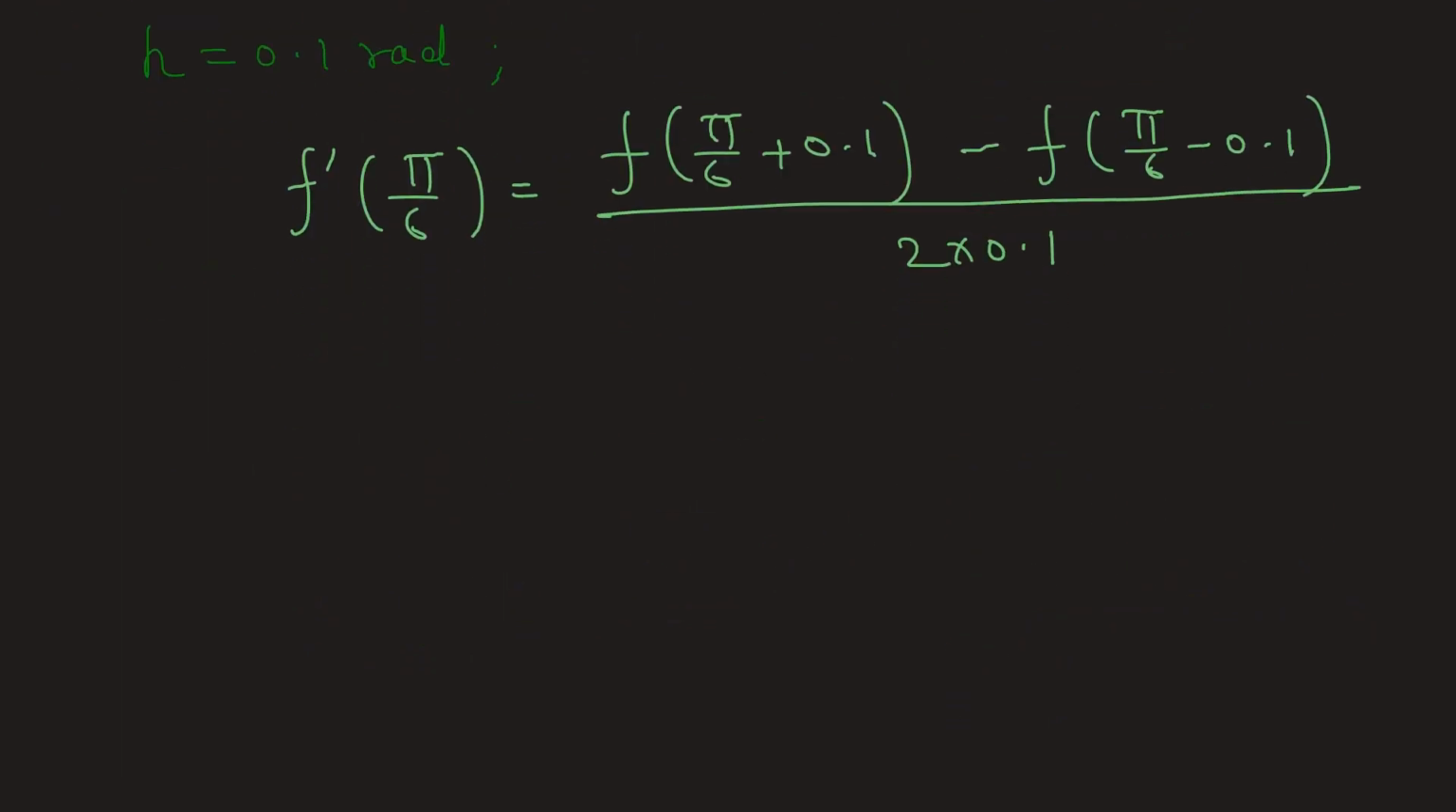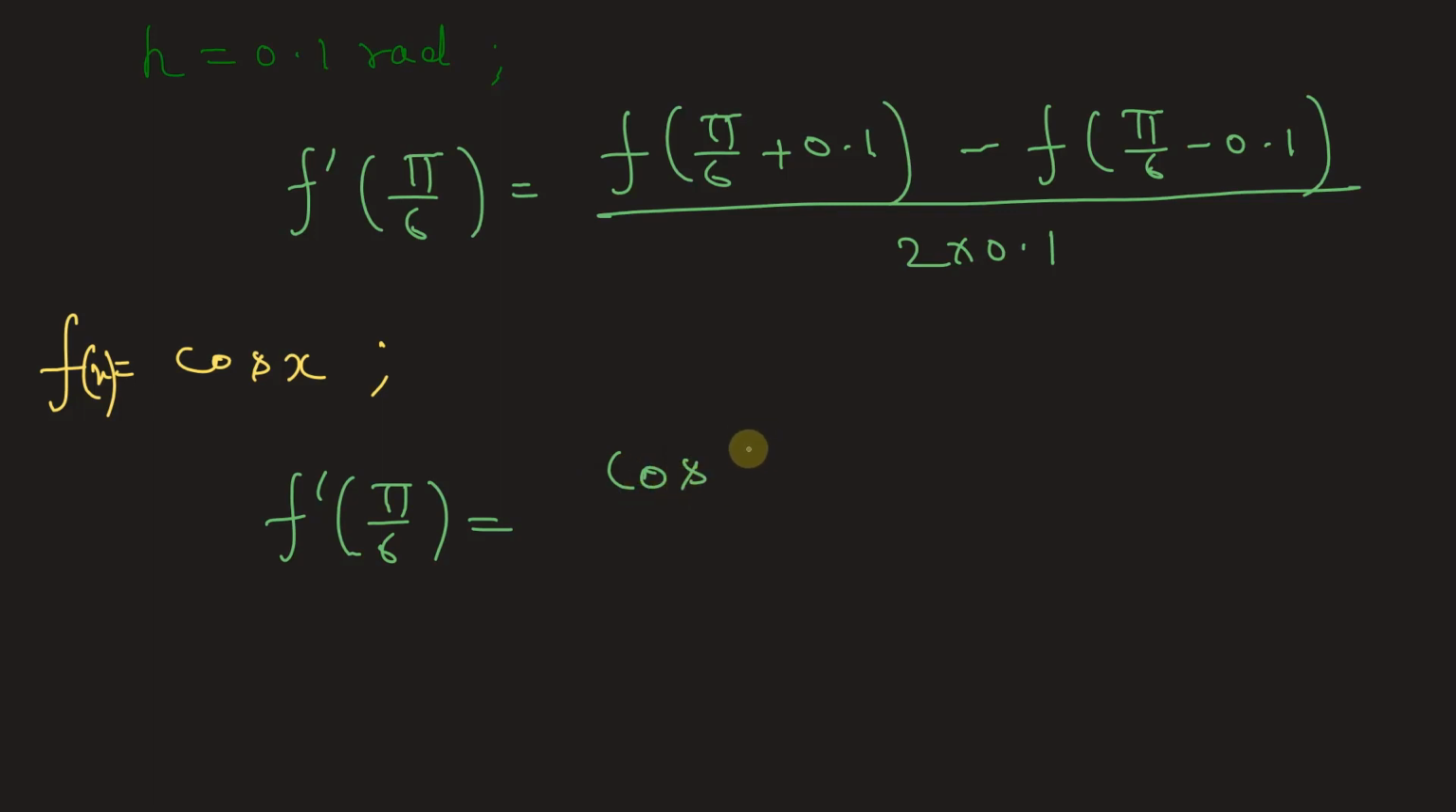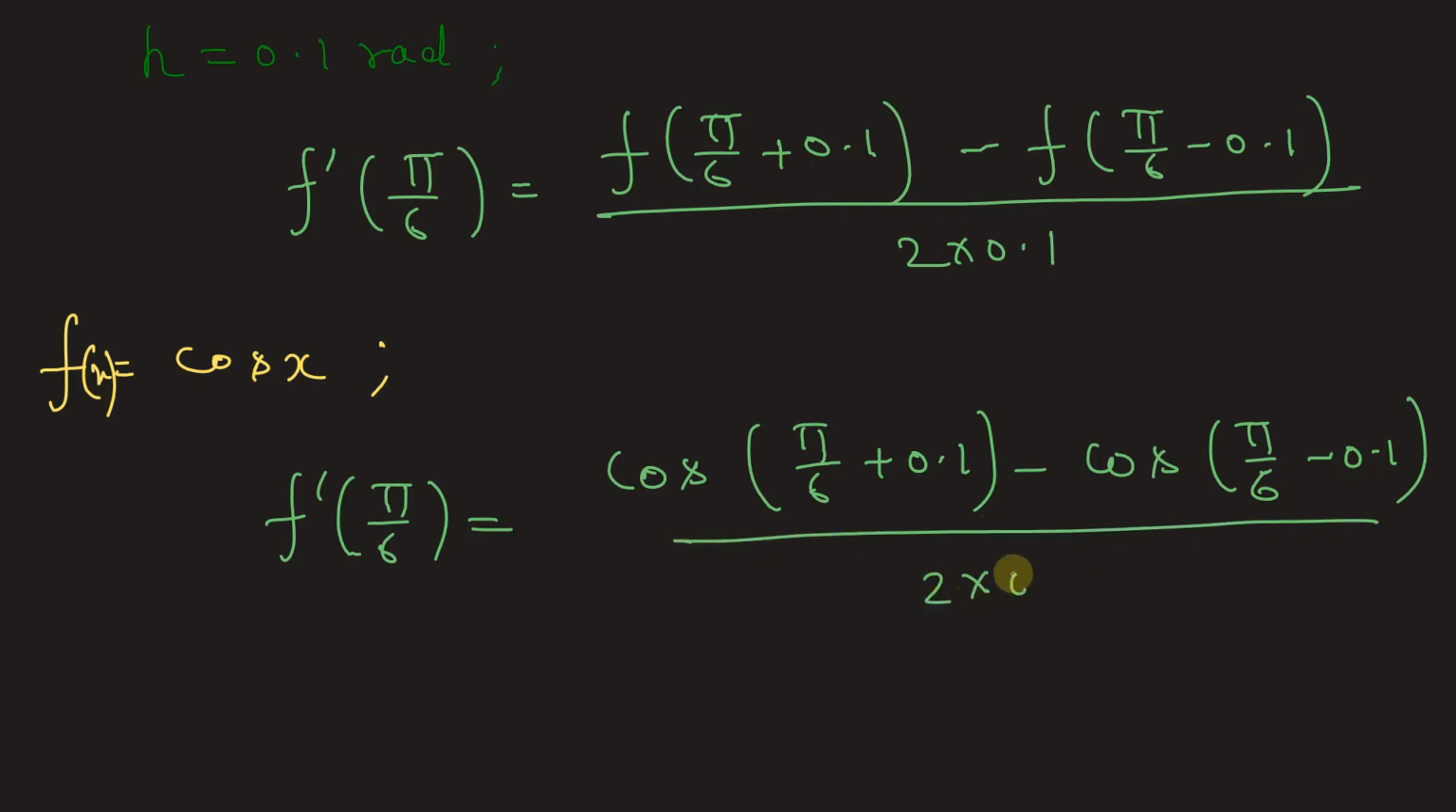Now we know the function is f is equal to cos x. So we will substitute f of x is equal to cos x in this equation. We can write f dash of pi by 6 is equal to cos of pi by 6 plus 0.1 minus cos of pi by 6 minus 0.1 whole divided by 2 times 0.1.